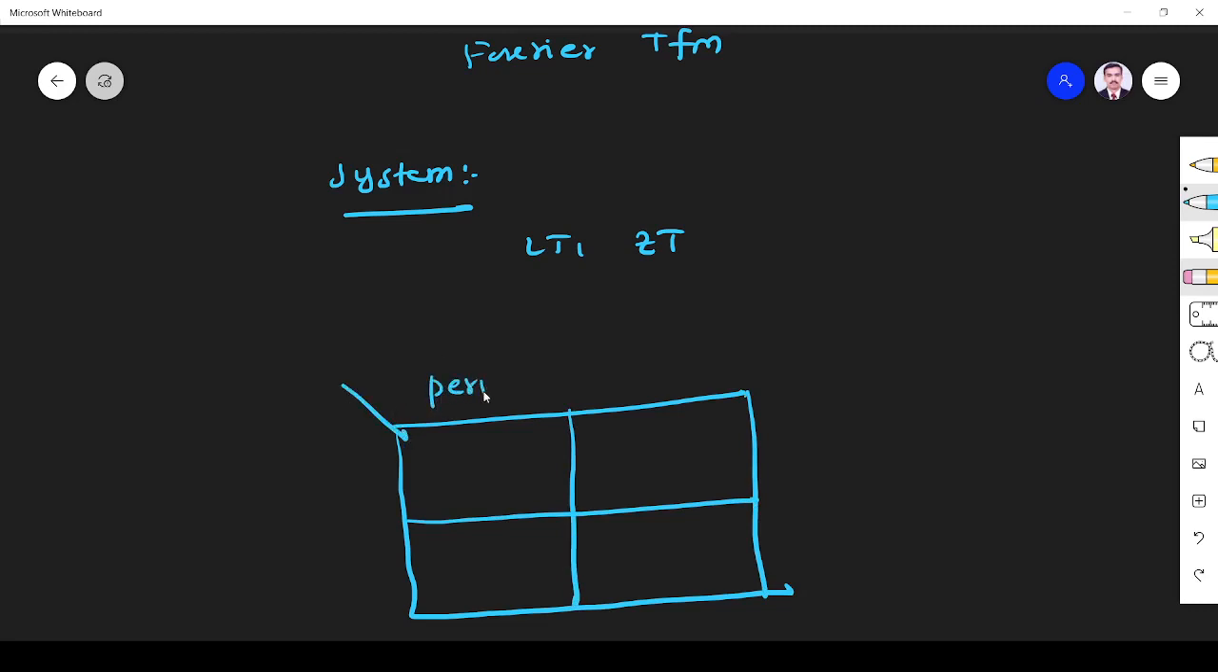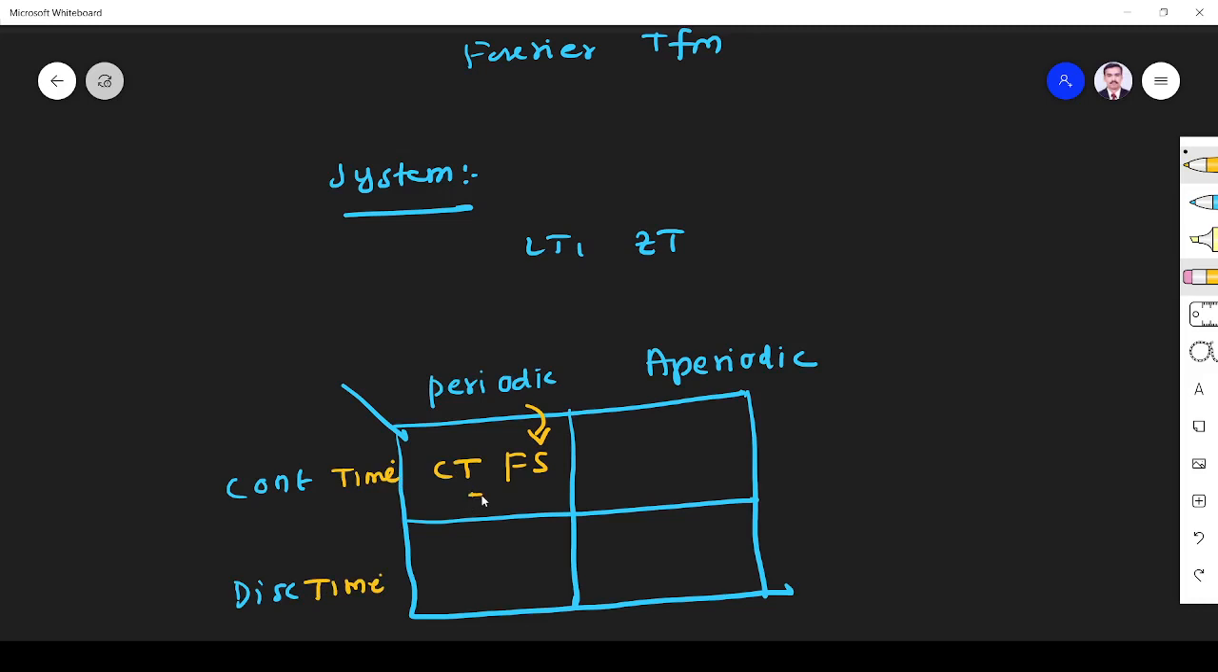So this is periodic, this is aperiodic, this is continuous, this is discrete. Whenever you have a periodic signal, we have to use Fourier series. So it is continuous time, discrete time. Time is continuous, so continuous time Fourier series is simply called Fourier series. Whenever you have an aperiodic signal, we have to use Fourier transform. So periodic means series, aperiodic means Fourier transform.